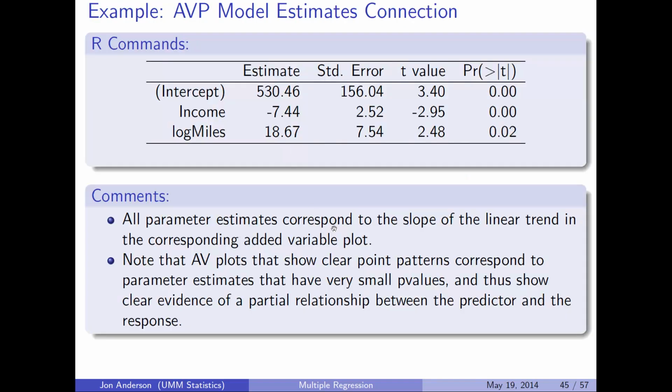So you need to know that the slopes and the beta hats that you see in a multiple regression output are the slopes in added variable plots.